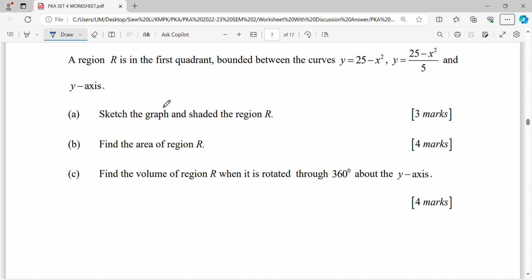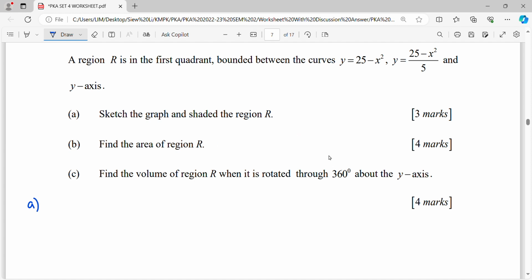Hi everyone, for this question it said a region R is in the first quadrant, bounded by the curves y equals 25 minus x squared, y equals 25 minus x squared over 5, and the y-axis. For the first question, sketch the graph and shade the region R.